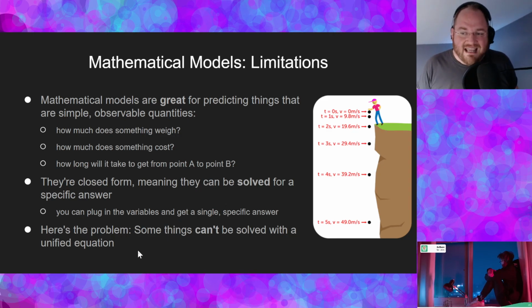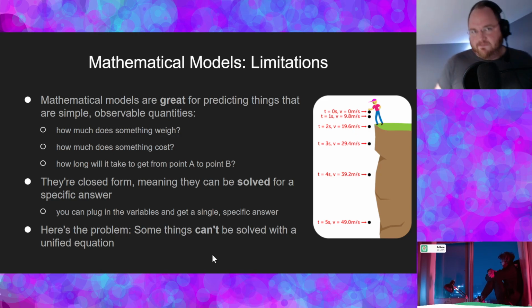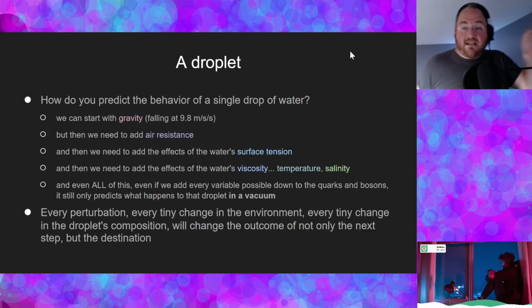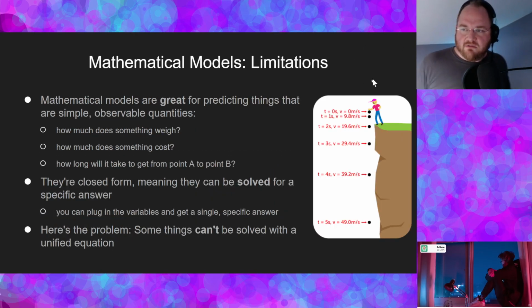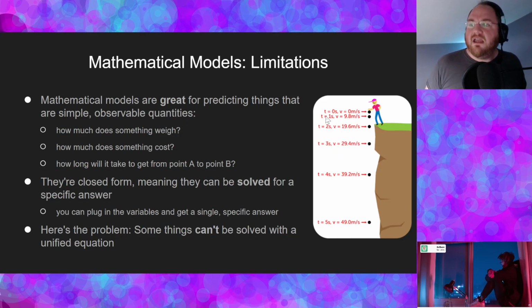Some things can't be solved with a unified equation like this. This is where we reach the limitations of math modeling. Consider a droplet of water. How do you predict the behavior of a single drop of water, right? I'm going to go back real quick just to reference this. I should have put it on the next slide probably.